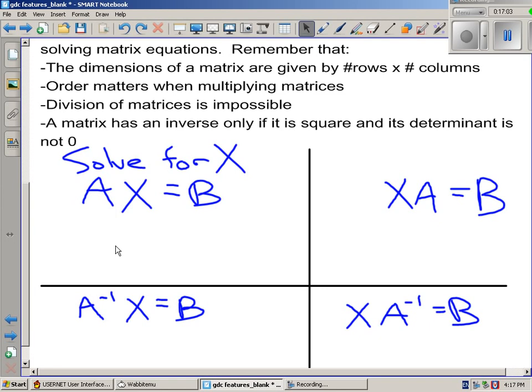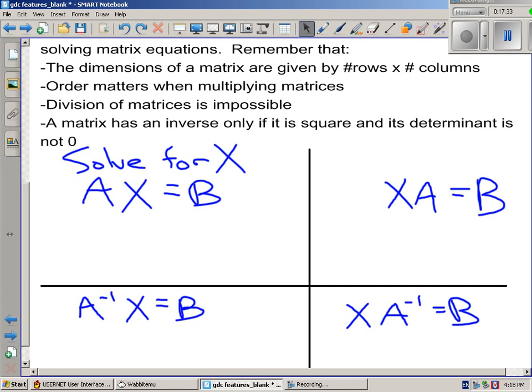Some things to remember. Dimensions of a matrix are given by number of rows, by number of columns. You get to confirm whatever you put in your GDC because it actually shows you. So if you say it's a 2 by 3 matrix, it'll show you that you have 2 rows and 3 columns and what that looks like. Remember that order matters when multiplying matrices. That you can't divide matrices. And a matrix has an inverse only if it is square and its determinant is not 0.